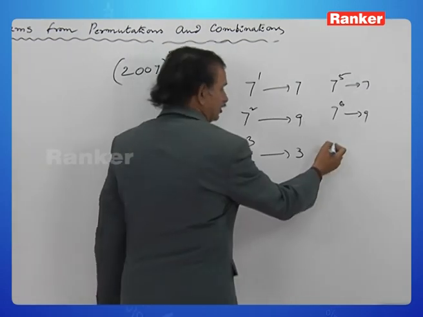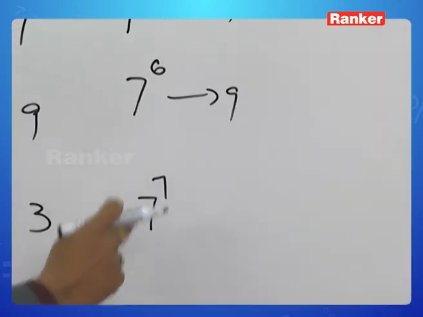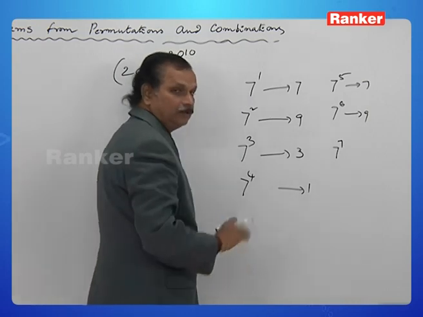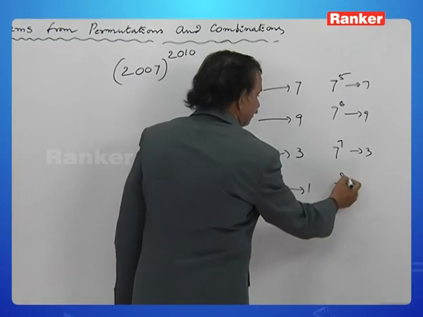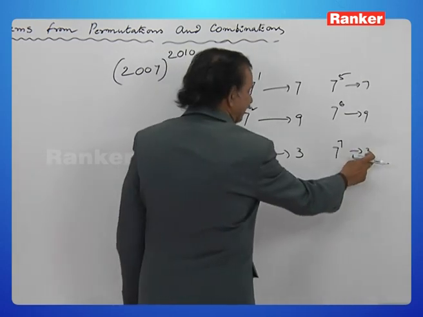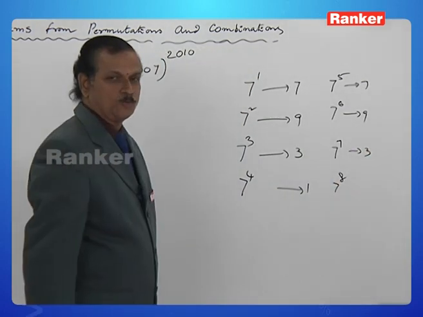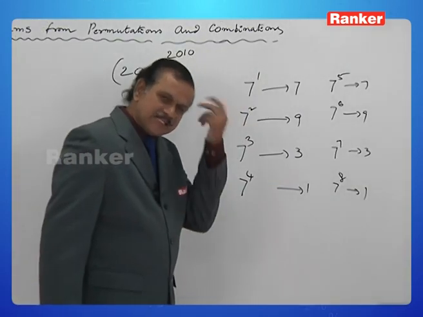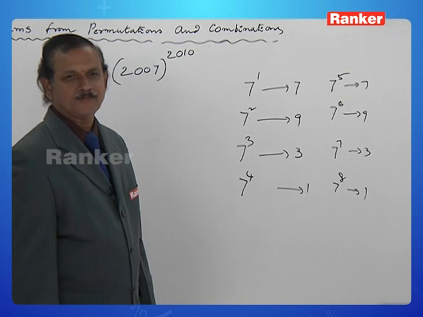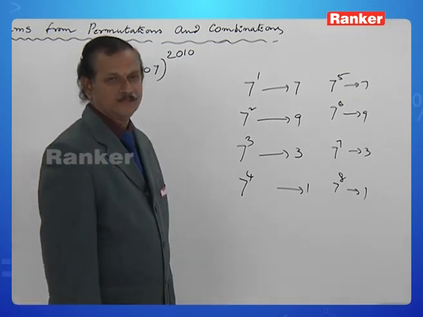What is the last digit in 7 power 7? Previously we have had 9. Into 7 is 63. Last digit is 3. What is 7 power 8? Already you had 3. Into 7 is 21. The last digit is again 1. You can proceed like this.